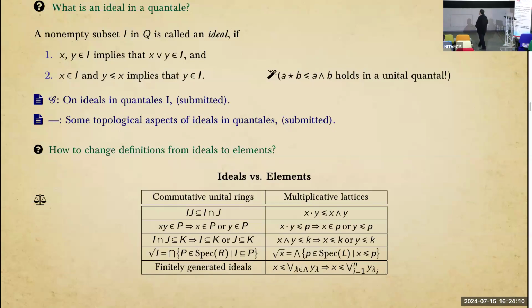Now, the second point on the left-hand side is exactly the definition of a prime ideal. So what is a prime ideal? If the product of two elements is in it, then one of them is in it. Now we wanted to convert it to the corresponding prime element version. So this was the ring, and now we wanted to do the lattice. So we do exactly the same thing. If the product of two elements is below P, then one of them is below P.